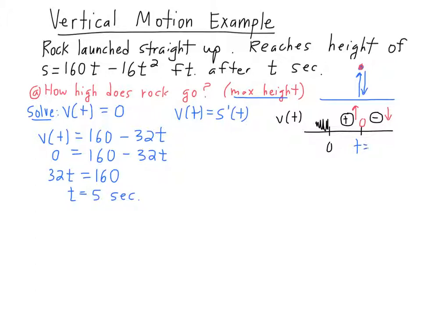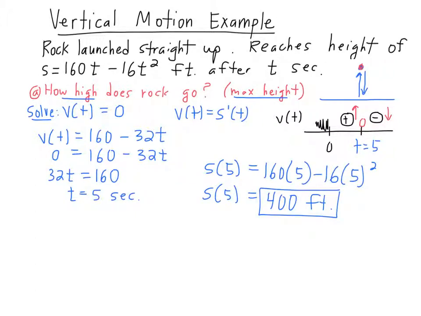So when we are 5 seconds into this rock's path, 5 seconds into this trip through the air, it's going to reach its high point. But now we have to be careful. The final answer is not t equals 5. The question says, how high does it reach? So we need to find s of 5, which gives us the position. When we substitute into our position function, or our height function, we get 400 feet. That is the answer to the question.